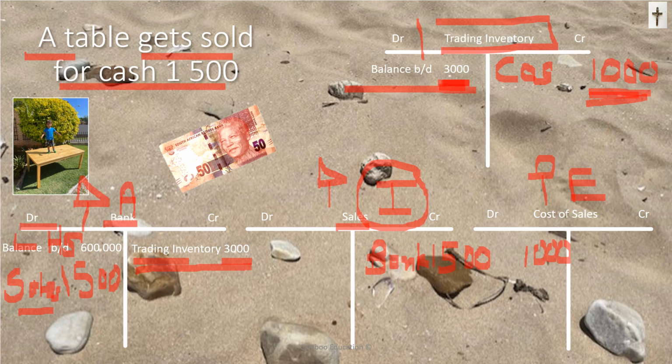And the contra account is getting messy here, but I will show you a typed out answer. So trading inventory was credited because we got rid of a table. If I did a quick balance here, the stock's now worth 2,000. 3,000 minus 1,000 is 2,000. And cost of sales was debited with the cost price of the table that we sold. And we sold it for 1,500.